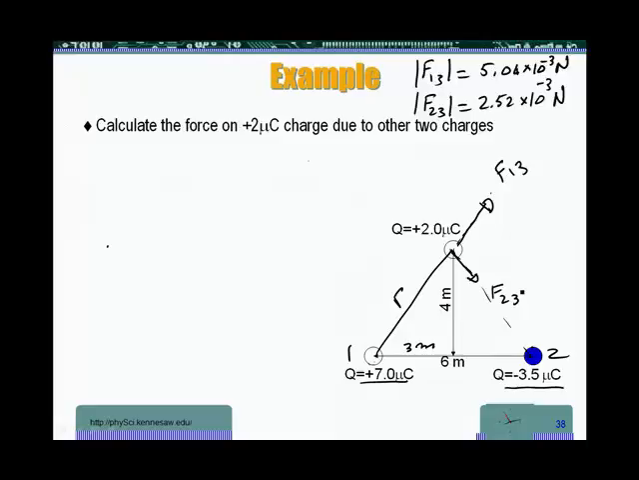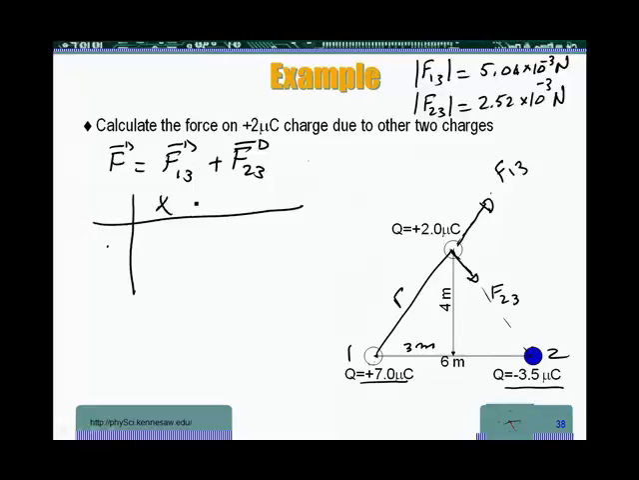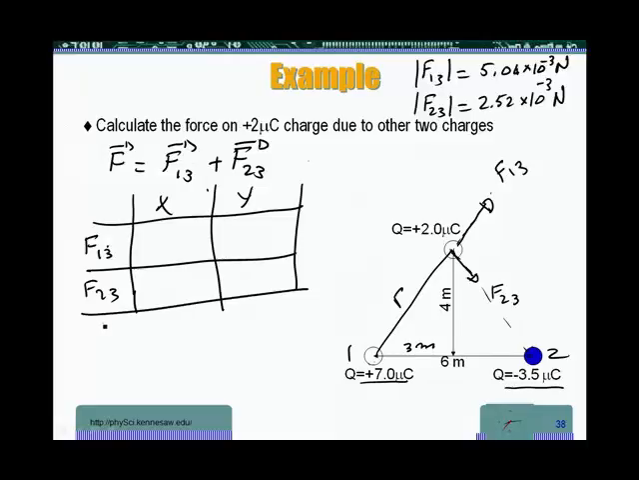Okay? So now if I'm going to add them, my overall force is F13 plus F23, which means I have to add them like I've learned to add vectors. Okay, so the way I'm going to do it, I'm going to use a table. X component, Y component, and F13, F23, and F.